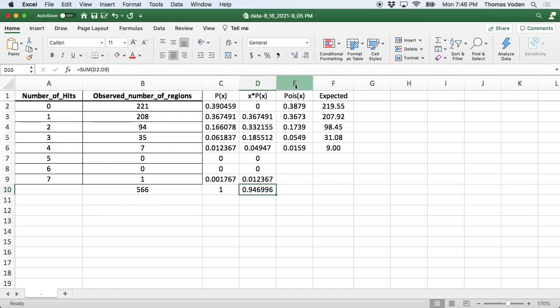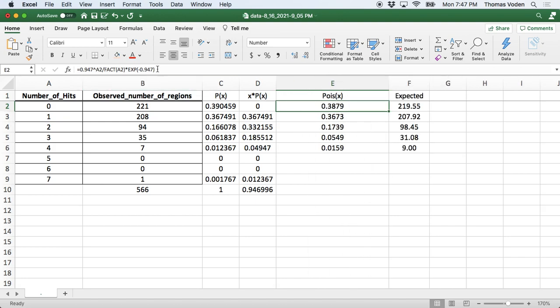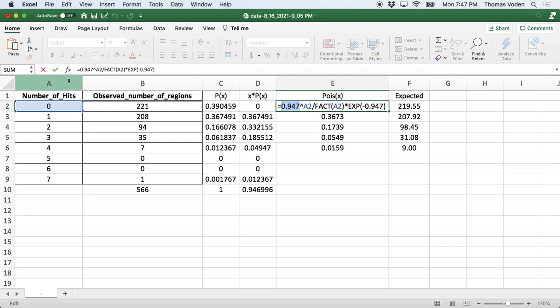So what I've done here is made a new column. I called it Poisson because I already had used P. And I went ahead and typed this formula in. 0.947, that's mu to the power of x, remember x is in column A, divided by x factorial, that's coming from the formula, so that's a fact of the argument in Excel. Again, you can do this on the hand calculator, it'd be fine. And then exponential is the natural base to the negative mu.